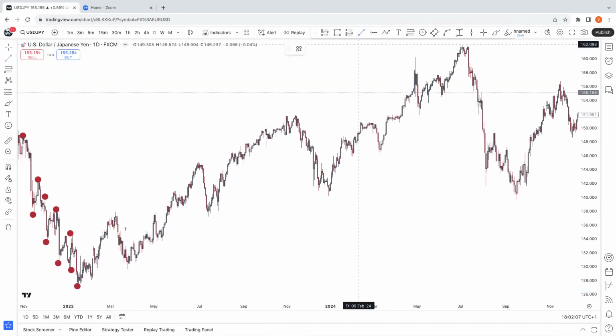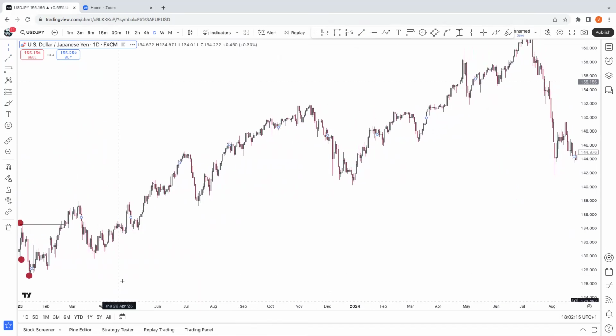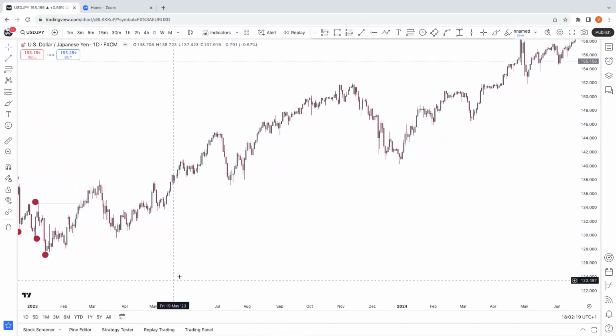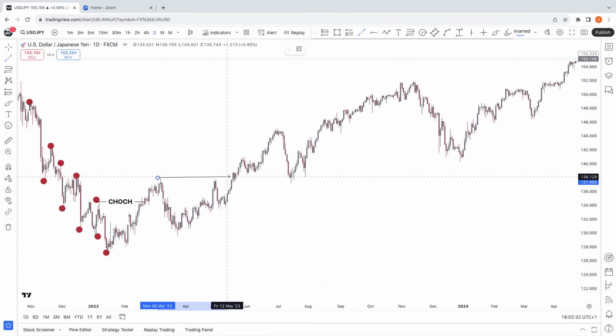So look at what price did. Price instead took out this lower high here that created a lower low, right? And that became what? That became a change of character. When this happens, we say price has changed character, right? So I'm going to label this zone here as a change of character. Now it means price is about to move in the opposite direction, right? And then after that change of character happened, look at what price did. Price just kept creating a series of break of structure, right?